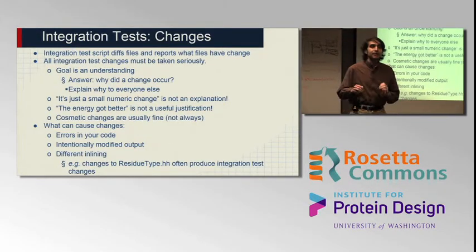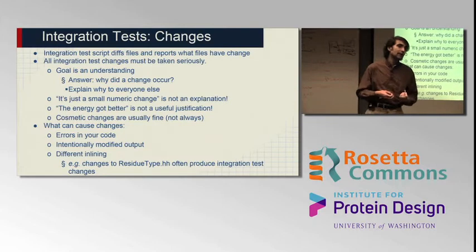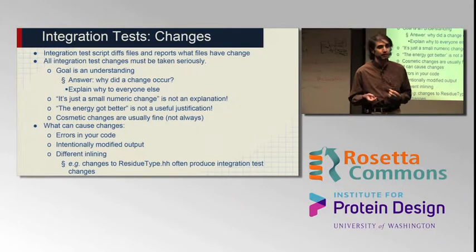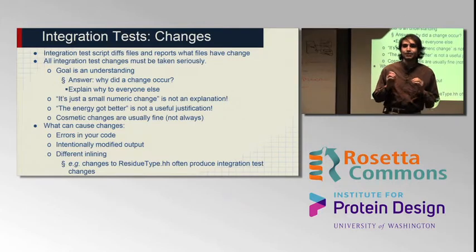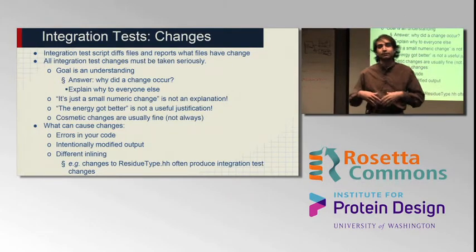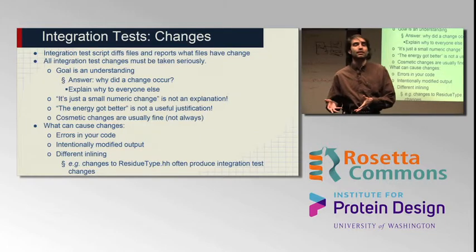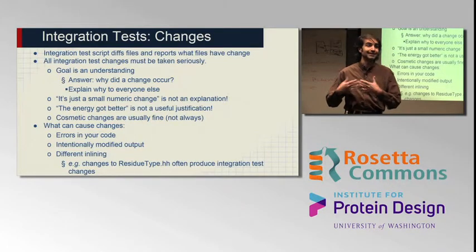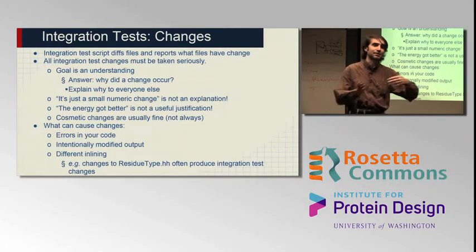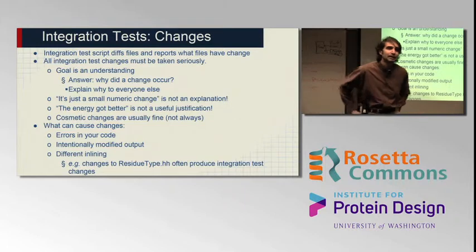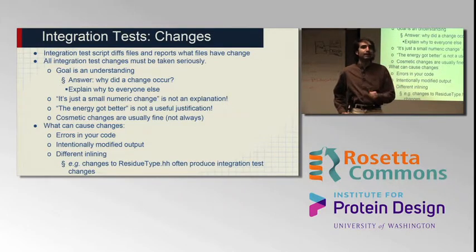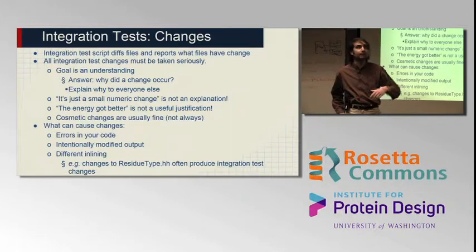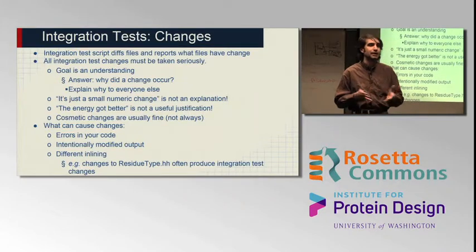Integration test changes. Any change that you see should be taken seriously, but not every change is an indication that you shouldn't merge with master. The goal is understanding why the changes occur. So if you've just added a new feature, and you've added an integration test for that new feature, obviously that integration test is going to fail the first time because there's nothing to compare it to. So something has changed. If you fixed a bug, and that bug was affecting the trajectory of one integration test, then you expect that trajectory to change. And so in those cases, there's an expected change that you see.